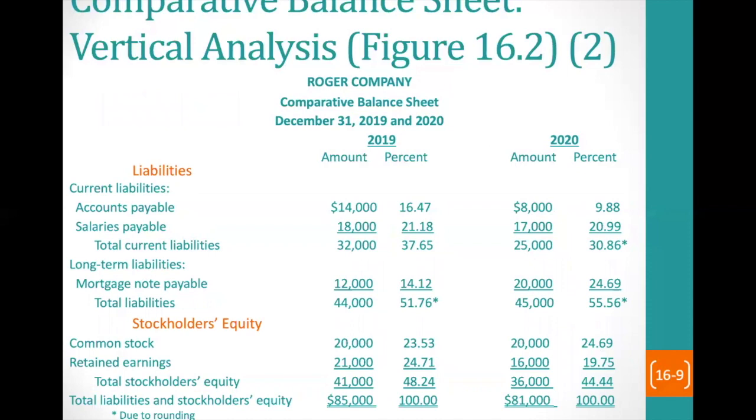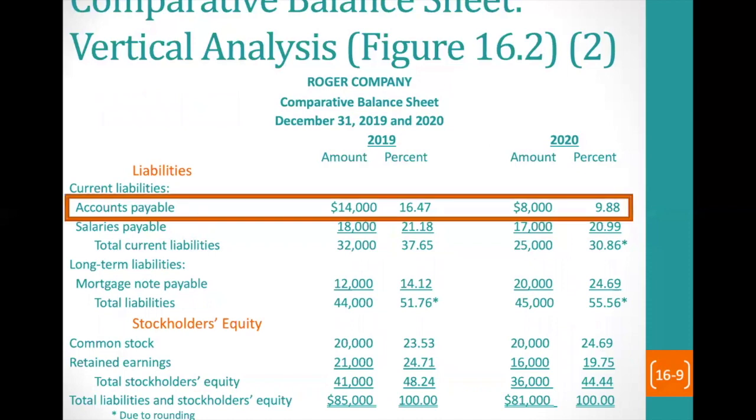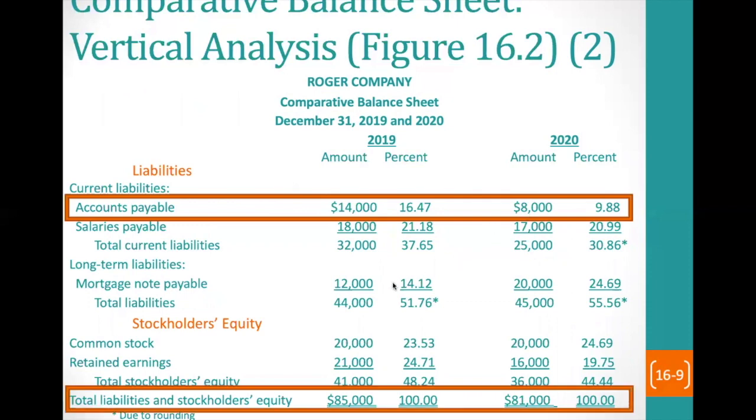On the other side, when you're doing liabilities and stockholders' equity, we'll look at accounts payable. Accounts payable is $14,000 in 2019 and $8,000 in 2020. We'll be using the base of total liabilities and stockholders' equity of $85,000 in 2019 and $81,000 in 2020. So when we divide 14,000 by 85,000, we get 0.1647. And we divide 8,000 by 81,000, we get 0.0988.